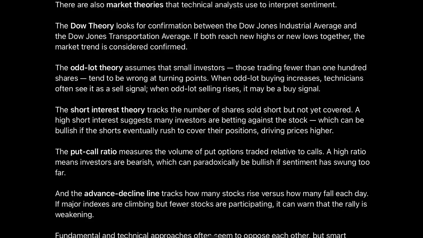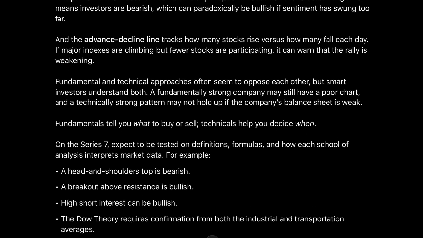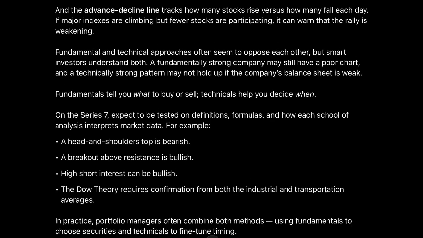The short interest theory tracks the number of shares sold short, but not yet covered. A high short interest suggests many investors are betting against the stock, which can be bullish if the shorts eventually rush to cover their positions, driving prices higher. The put-call ratio measures the volume of put options traded relative to calls. A high ratio means investors are bearish, which can paradoxically be bullish if sentiment has swung too far. And the advance decline line tracks how many stocks rise versus how many fall each day. If major indexes are climbing but fewer stocks are participating, it can warn that the rally is weakening.